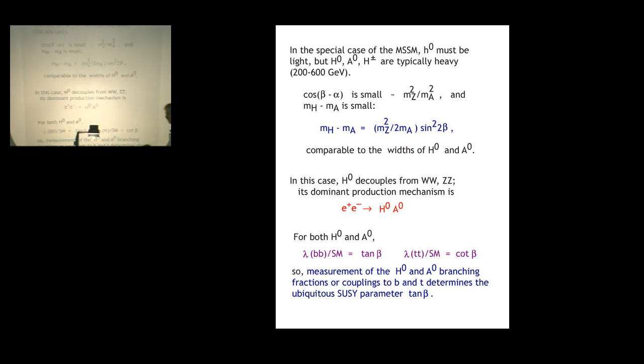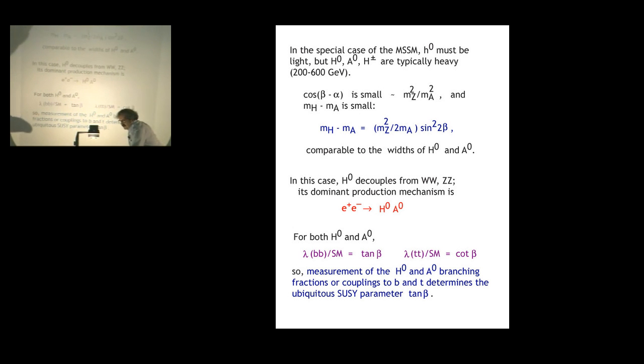Here, I've already explained that the little h must be very light, and in fact has a mass which is bounded. But the heavier Higgses are typically heavy. In various supersymmetric models, they can range from 200 to 600 or even higher in mass. As the mass of these particles all get heavy together because of the special structure of the potential, cosine of beta minus alpha becomes small, and the H-A mass difference becomes small according to this relation. If you evaluate that number, it's a few GeV. It's actually comparable to the widths of H and A.